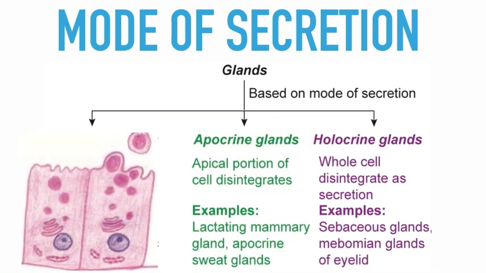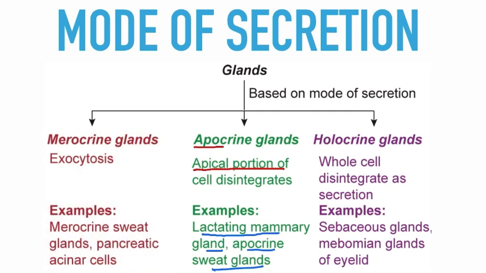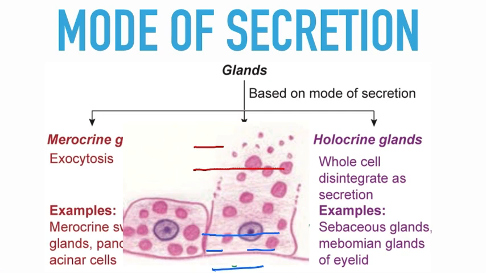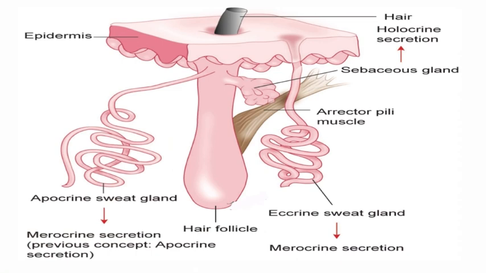Second is apocrine. Apocrine means the apical part is disintegrating, that is, some part of the cell is being lost. So this is most importantly found in lactating mammary gland and apocrine sweat gland, as the name suggests. Third is holocrine, where the whole cell disintegrates. So these are found in sebaceous gland. So this is a pictorial representation where we can distinguish the sebaceous gland, eccrine sweat gland, and apocrine sweat gland.